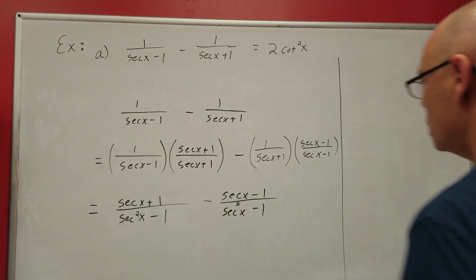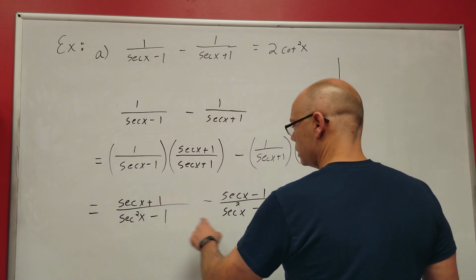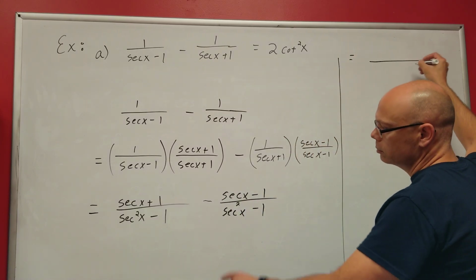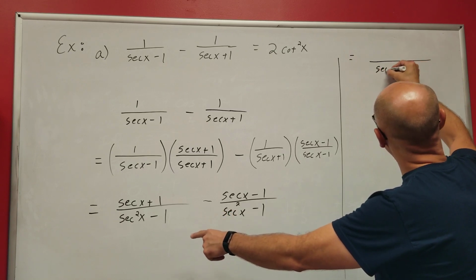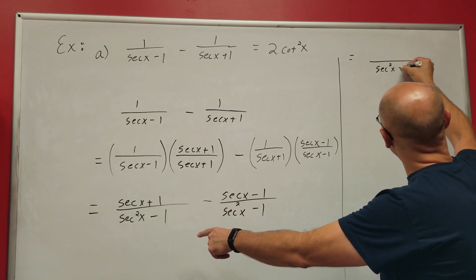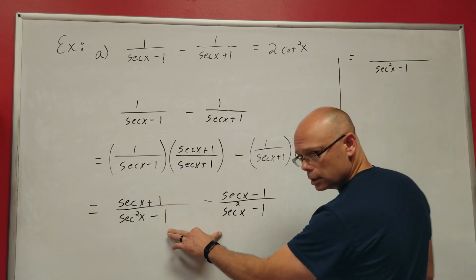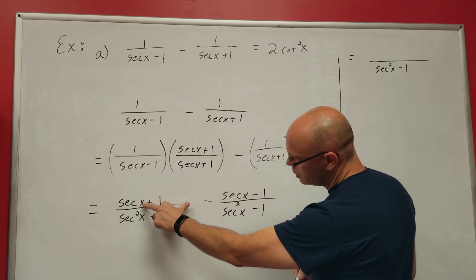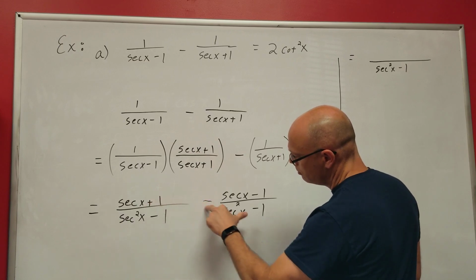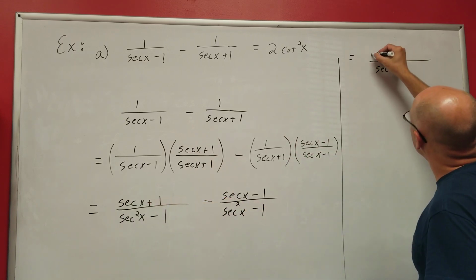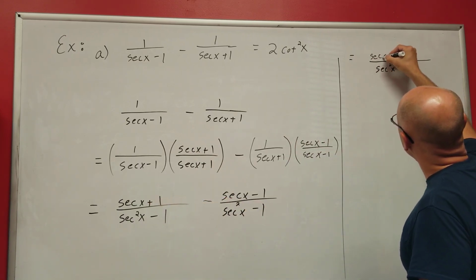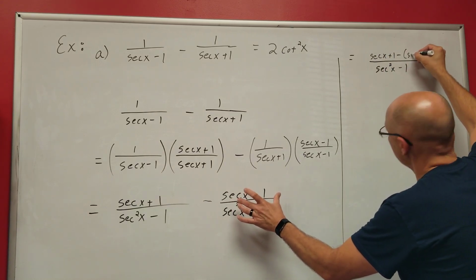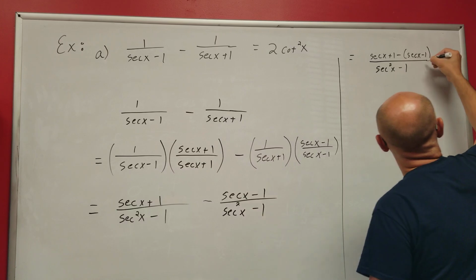Okay. Notice we have the same denominator here and here. Got to come up here because I'm out of room. We have the secant of x squared minus 1. I just write that one denominator down. And then the numerator is going to be secant of x plus 1 minus this numerator, secant of x minus 1.